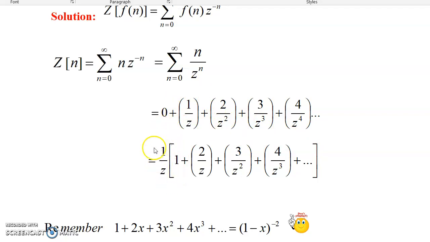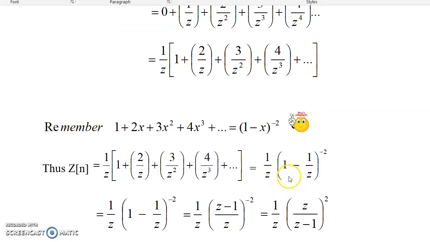So when we take that 1 by z, which is a common term, outside, here we have 1 plus 2 by z plus 3 by z squared plus 4 by z cube, and which will be closely related to this formula. So this is a basic binomial series formula, 1 plus 2x plus 3x squared plus 4x cube, which is actually 1 minus x the whole power minus 2. So is it not of the same format, wherein in the place of x, here you have 1 by z. So as per this formula, this is going to be 1 by z into 1 minus x the whole power minus 2. That is the answer of this series.